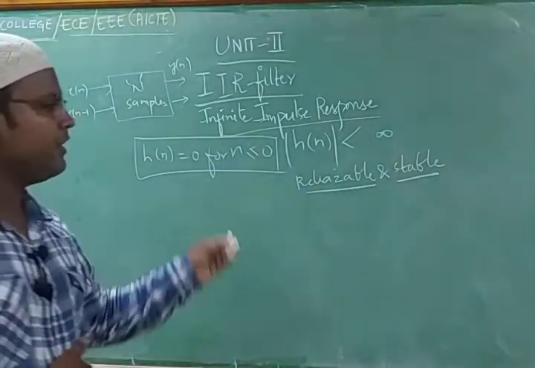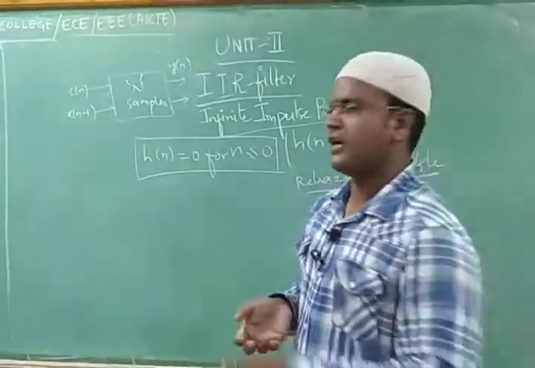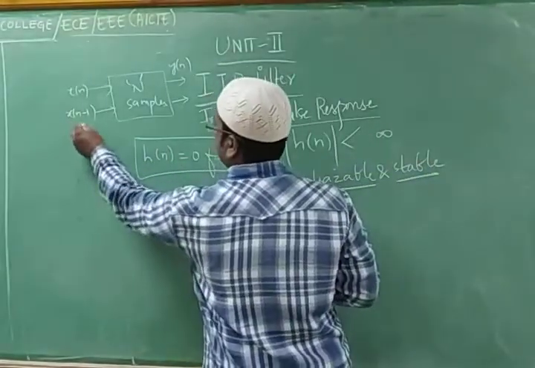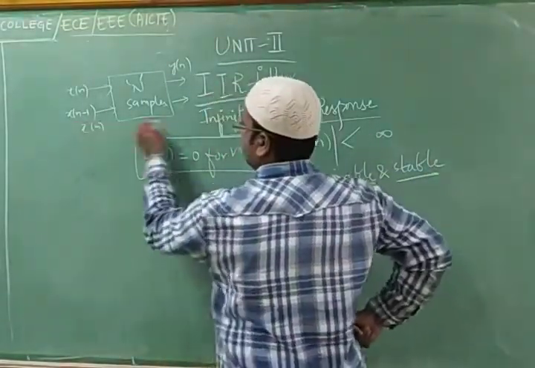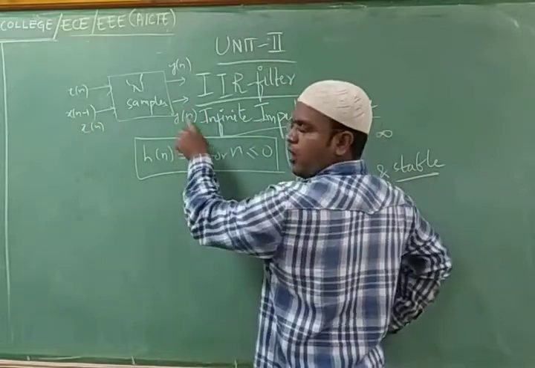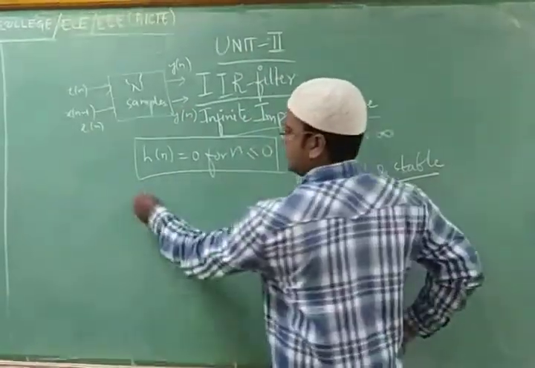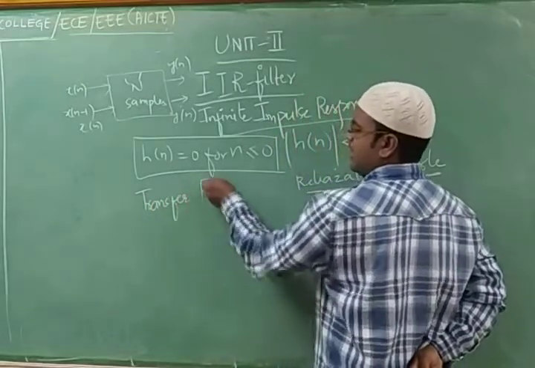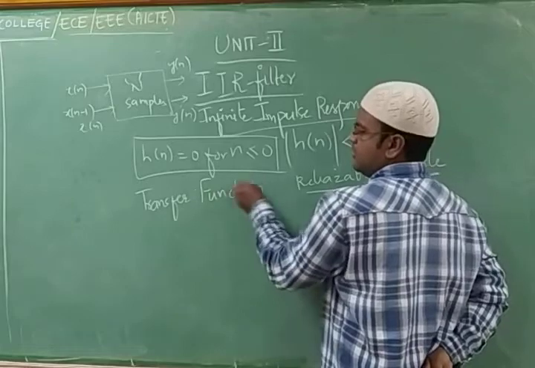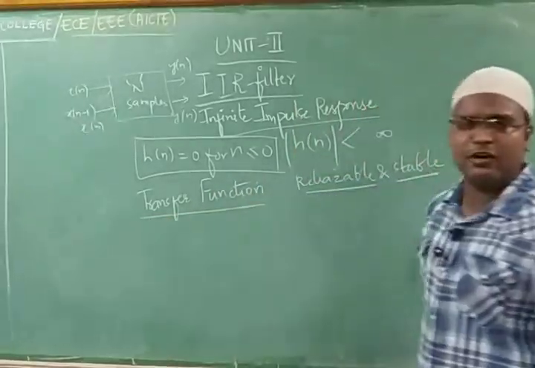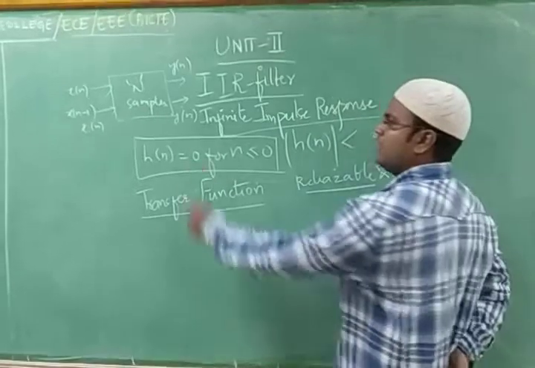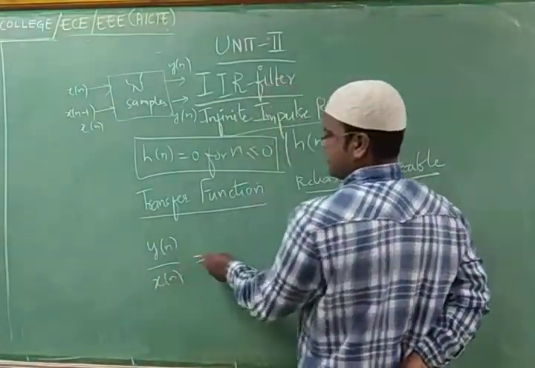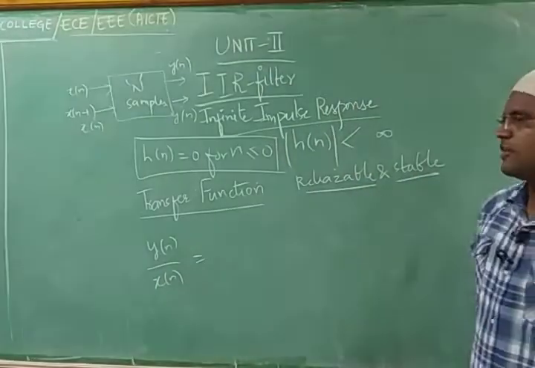Next, we need to get the transfer function. What is the meaning of transfer function? Suppose I give the input x of n and I get the output y of n. If I want to find the output by input response, that is the transfer function. If I am giving any particular values to the response, like a sine wave, cos wave, tan wave, whatever wave, and based upon it I want to find the output response y of n divided by x of n, then it is called the transfer function for that particular filter.